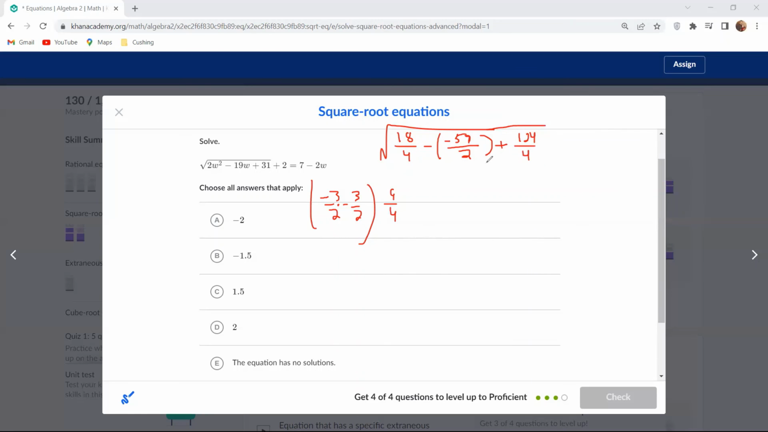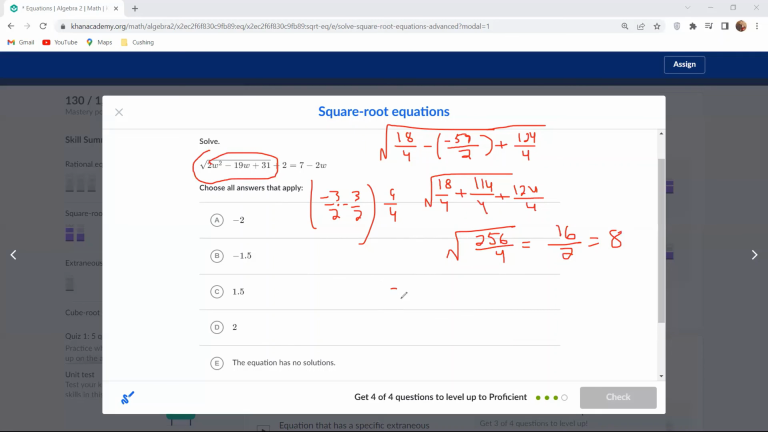All right, so let's just deal with this square root thing first. I want everything with a 4 on the bottom, so I'm going to get 18 over 4 plus, because I get minus the negative. Double this, it's going to be 114 over 4 plus 124 over 4. What you end up with is the square root of 256 over 4. And that works out brilliantly because I'll take the square root of top and bottom, and I get 16 over 2, which is 8. So all of this whole mess turned out to be 8. So I have 8. Yeah, seems right to me. I hope that's all right.